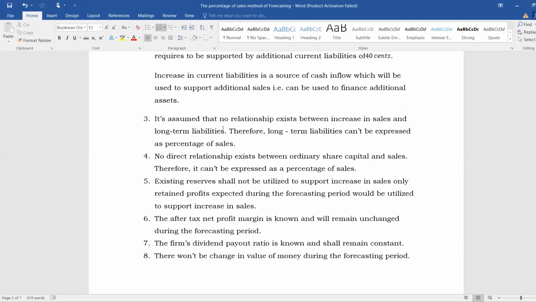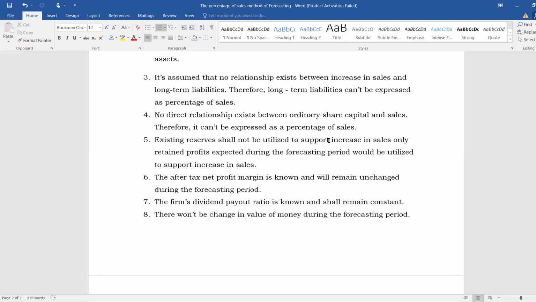Number 3, it's assumed that no relationship exists between increase in sales and long-term liabilities. For that reason, long-term liabilities cannot be expressed as a percentage of sales. The assumption is we don't have a direct relationship between long-term liabilities and the sales. So please don't express long-term liabilities as a percentage of sales.